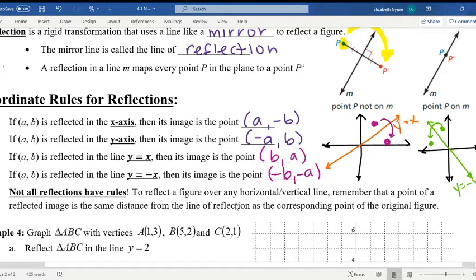So to reflect a figure over any horizontal or vertical line, remember a point of a reflected image is the same distance from the line of reflection as the corresponding point, which sounds complicated, but all this is saying is if your original point was 5 units above, guess where your new point should go? 5 units below, okay?